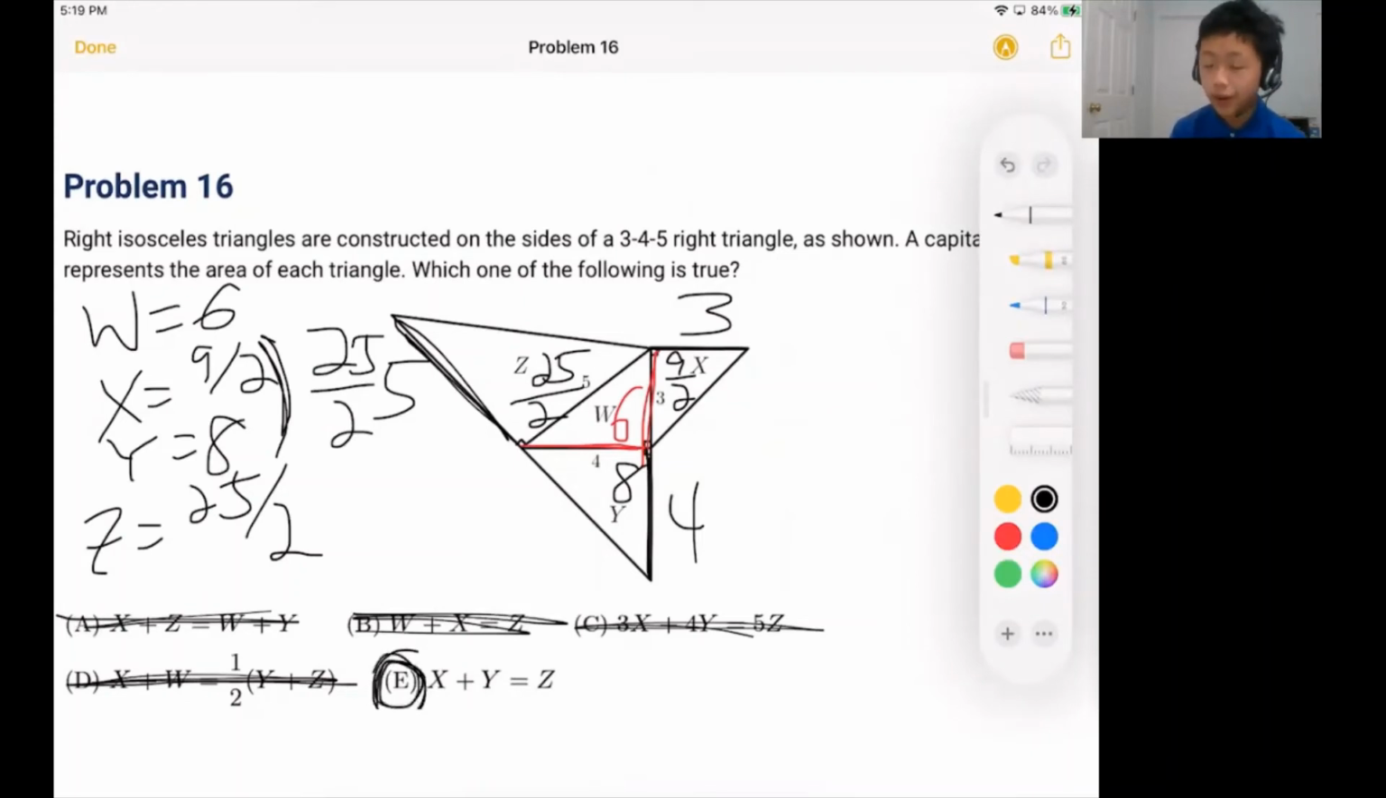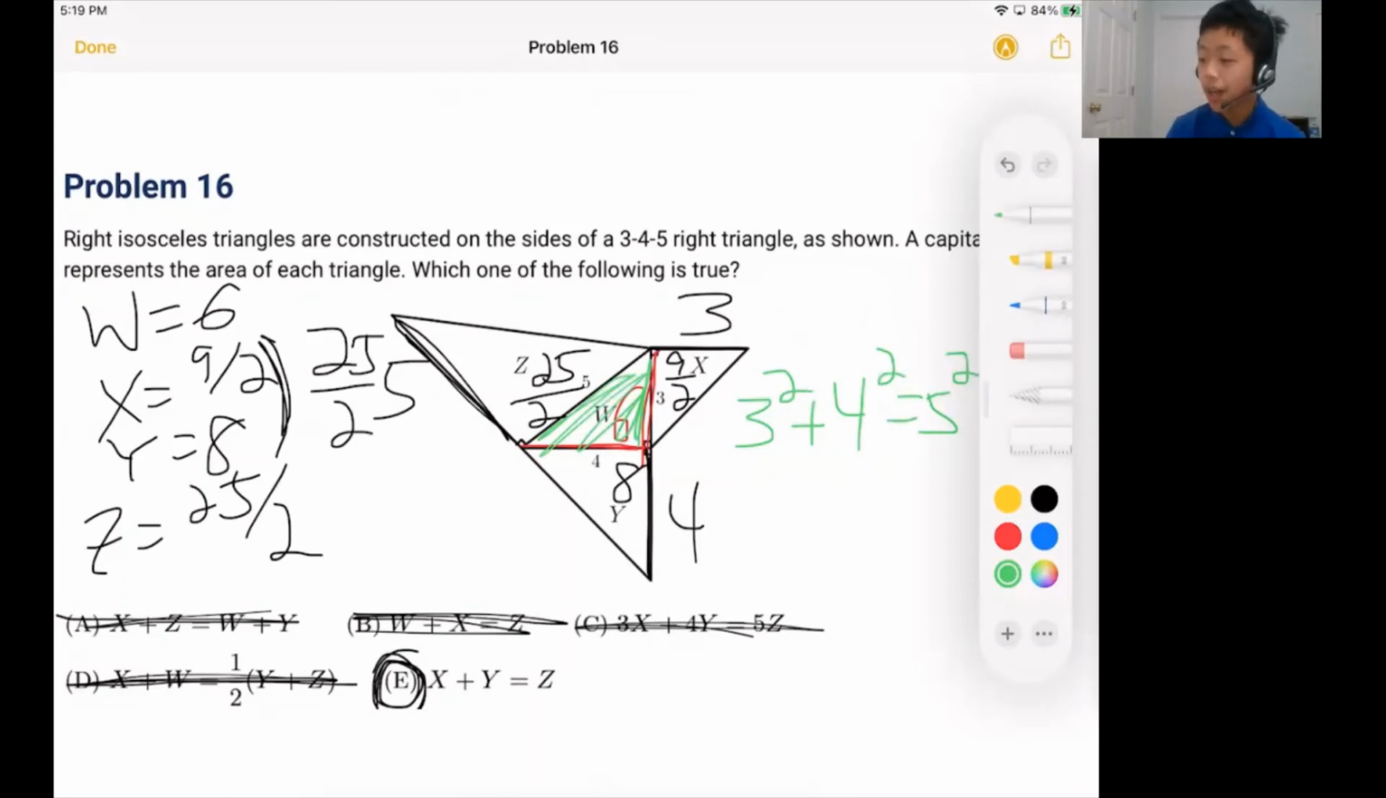Another way you could have done this question is, instead of directly calculating out the answers, we know by the Pythagorean theorem, if you just look at the green triangle, that 3 squared plus 4 squared has to equal 5 squared by the Pythagorean theorem, right?